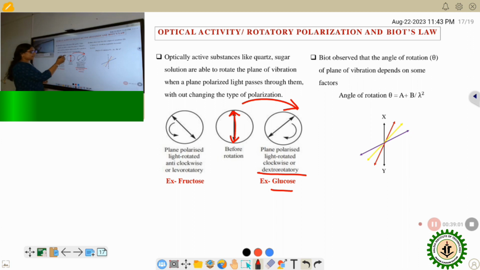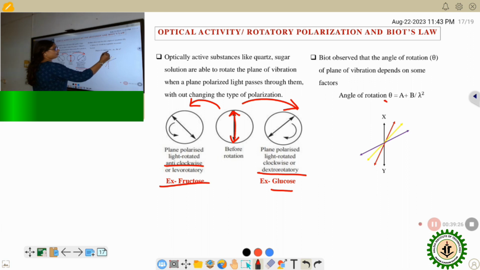Similarly, some substances rotate the vibration direction in the left hand direction, or anti-clockwise. They are known as levorotatory. An example is fructose. Biot observed some rules, that these are not haphazard. The rotation depends first on the wavelength of the light. The rotation is proportional to 1 by lambda square, lambda being the wavelength of the light. Thus you can see that for a violet ray, the rotation is greater than for the red one.